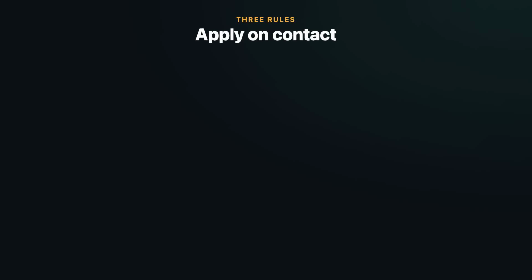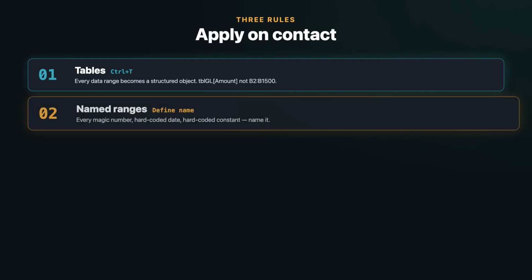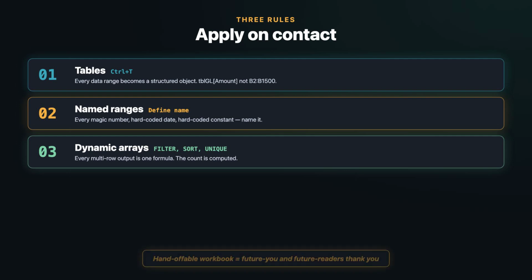Recap. 3 rules. First, every range you reference should be a table. Ctrl+T, 1 keystroke. Second, every magic number is a named range waiting to happen. Third, every multi-row output should be a dynamic array formula. Filter, sort, unique, not dragged. Future you and future readers, thank you.